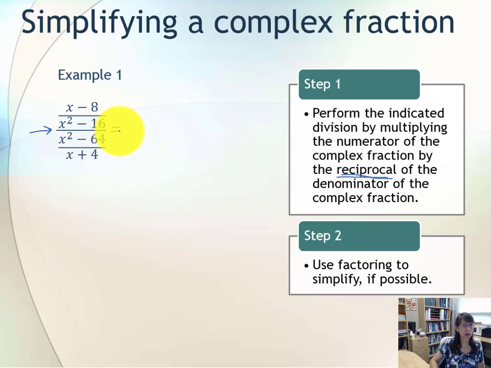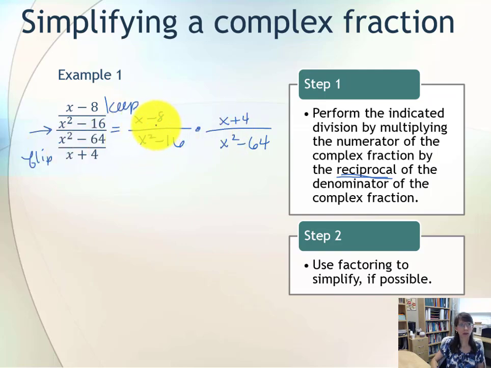So the way we're going to break this apart is we're going to keep the original numerator of x minus 8 divided by x squared minus 16, and we'll multiply that by the reciprocal of our denominator. So now x plus 4 will become the numerator, and our denominator is x squared minus 64. So it's pretty much keep the numerator, change division to multiplication, and then flip your denominator.